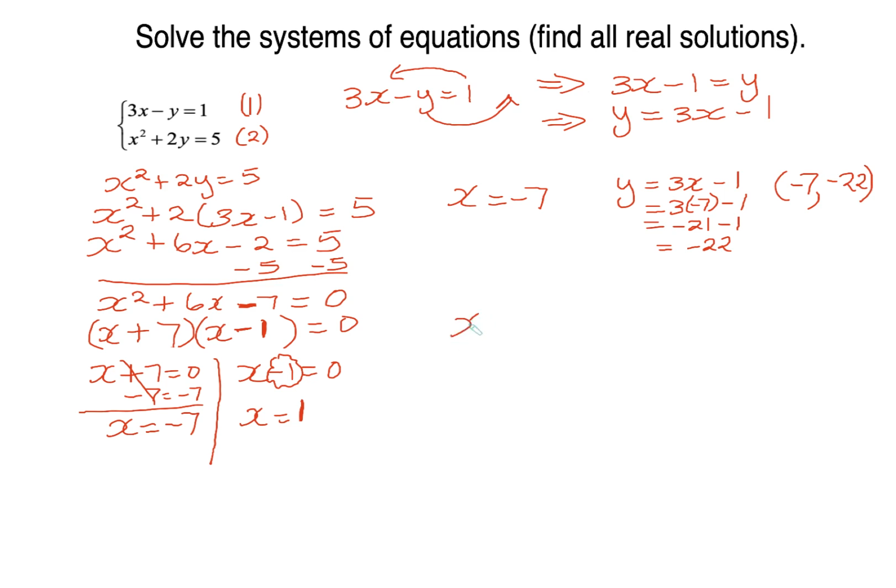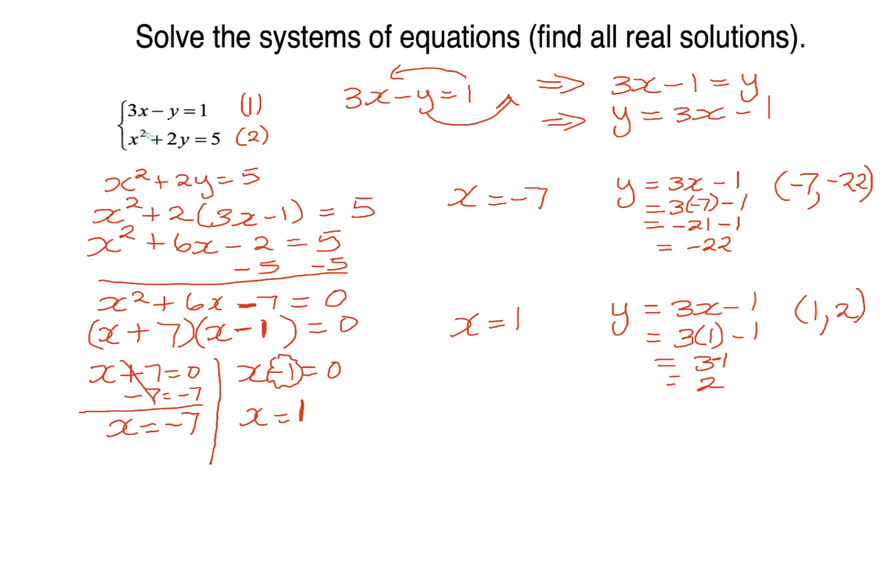Okay, let's see what happens when x has a value of 1. So we have y equals 3x minus 1. Now x is 1, so 3 minus 1 is 2. So when x is 1, y has a value of 2.